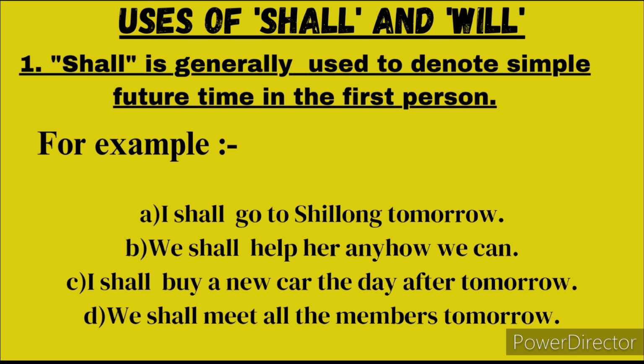Use of shall and will. Shall is generally used to denote simple future time in the first person. For example, I shall go to Shillong tomorrow. We shall help her anyhow we can. I shall buy a new car the day after tomorrow. We shall meet all the members tomorrow. These are the examples.